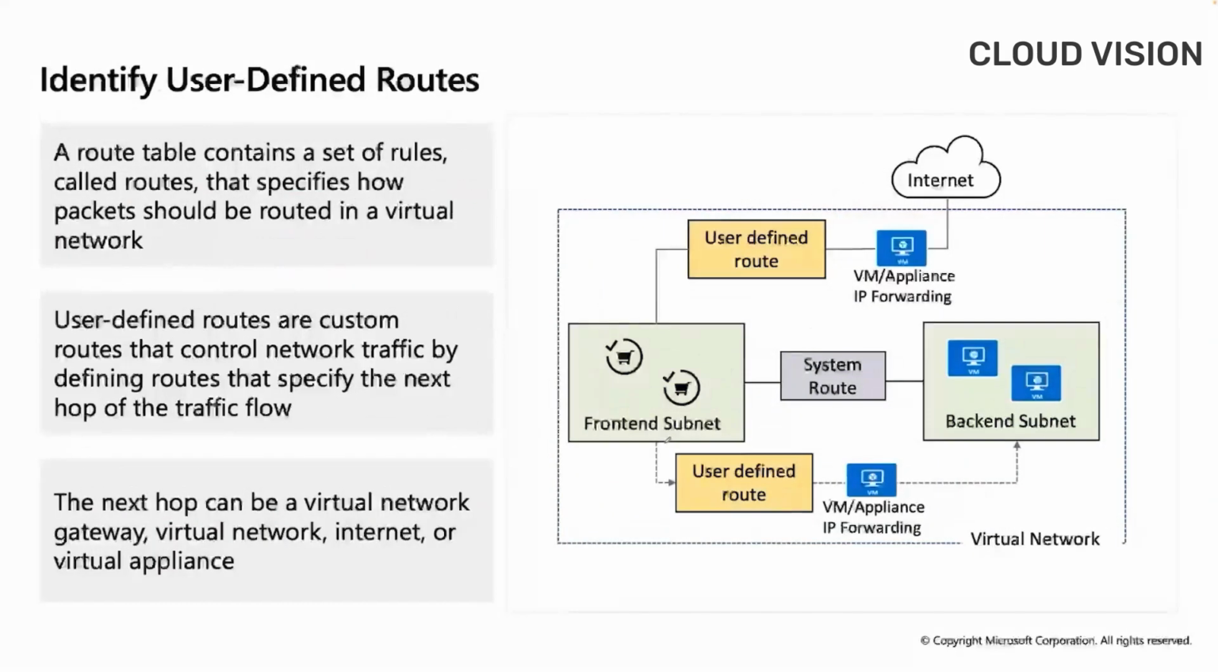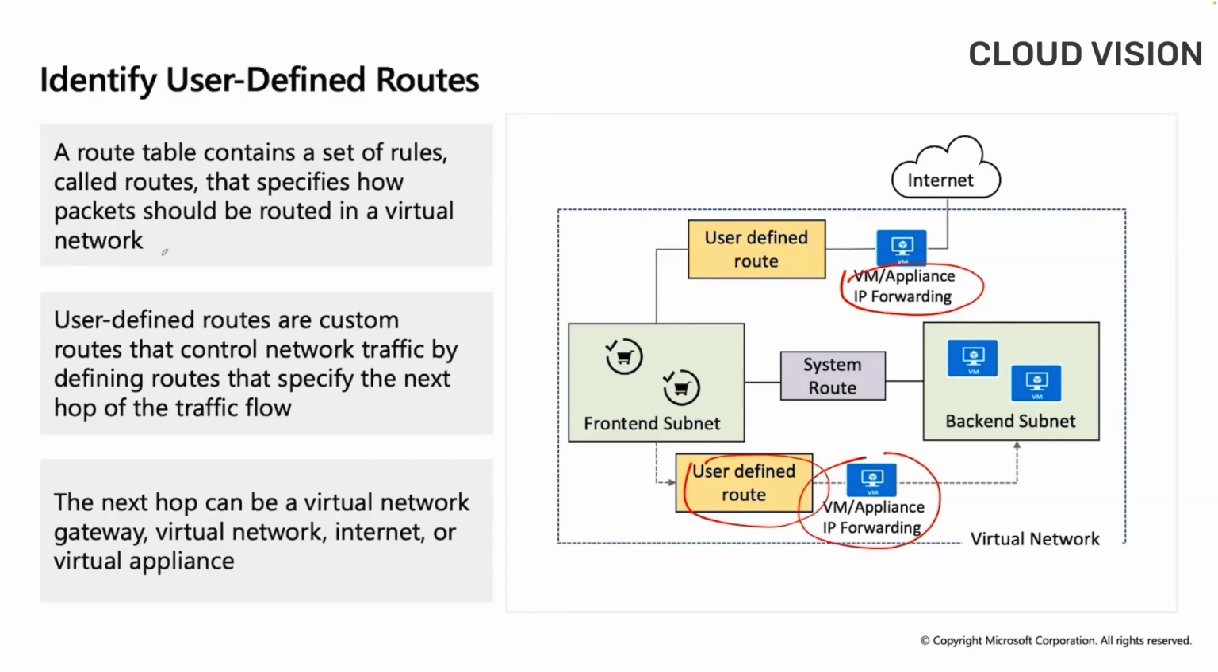Okay. The same thing, from a user-defined route perspective, what you need in between is the VM appliance IP forwarding. And when you have a VM appliance IP forwarding, you can define the user-defined routes. A route table contains a set of rules, called routes, that specify how packets should be routed in the virtual network.